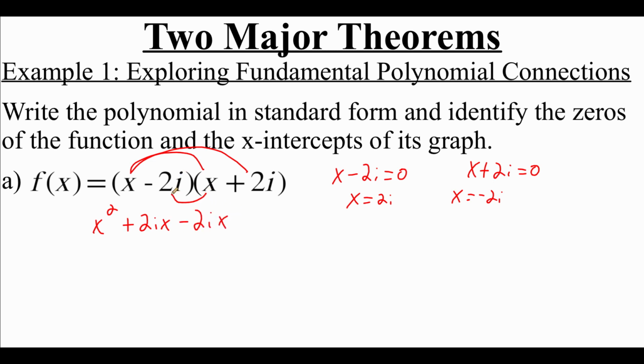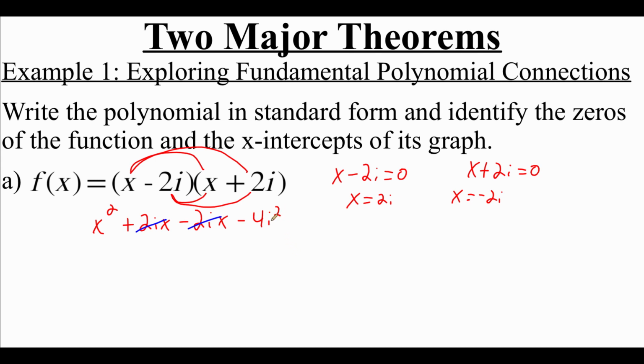And then I'm going to take my negative 2i times my positive 2i to get negative 4i squared. Now as I'm looking at this foiled out version of my polynomial, I see that I've got a plus 2ix and a minus 2ix. So those are going to cancel each other out.